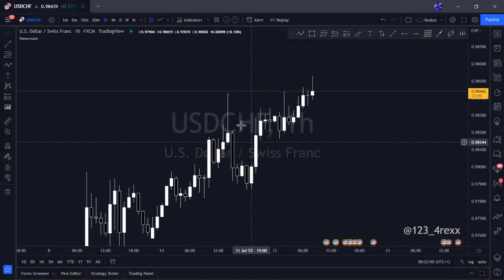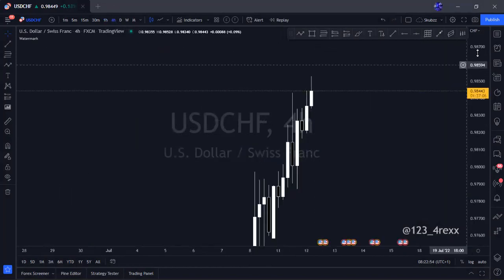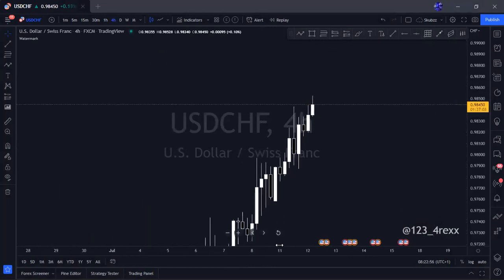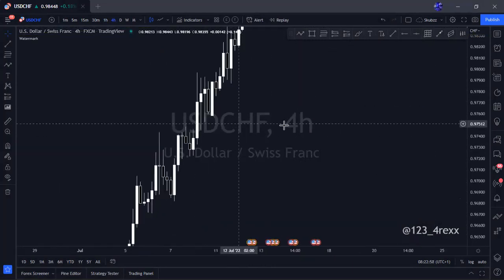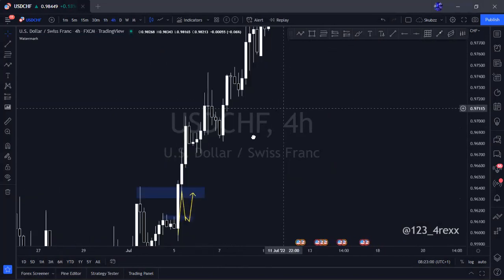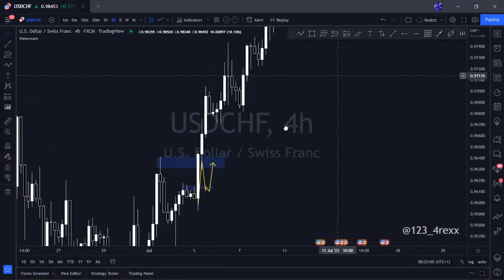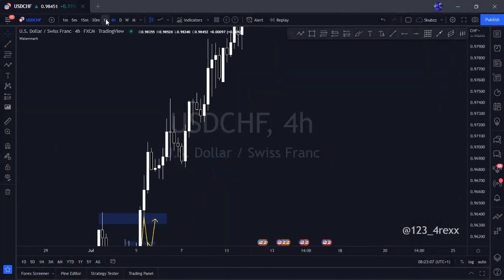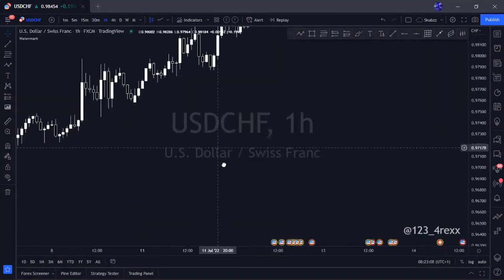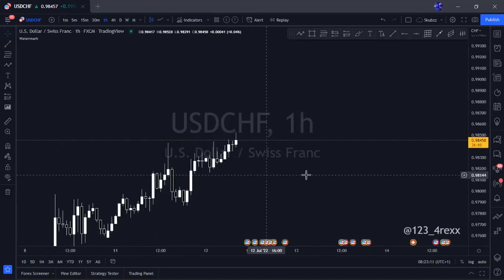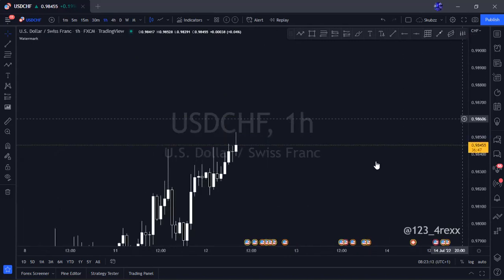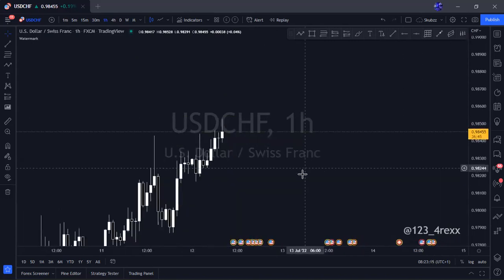Then the next one is USD CHF. USD CHF is kind of like in an uptrend. But man, this is so tricky. It's like them JPYs. Let's see. Man, the structures are not really clear. That's the problem now.